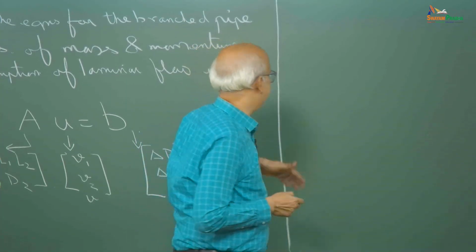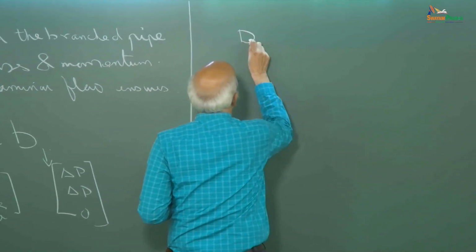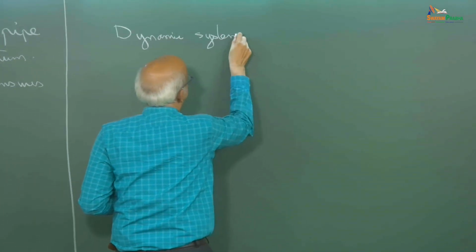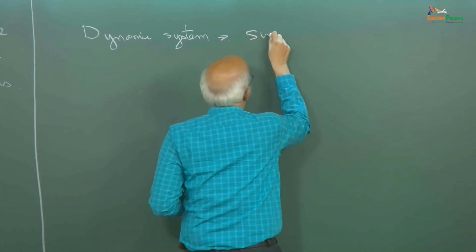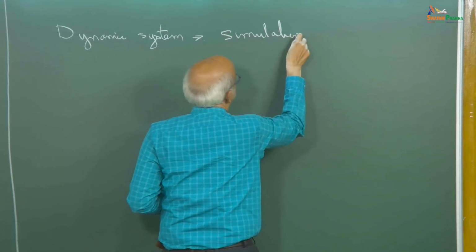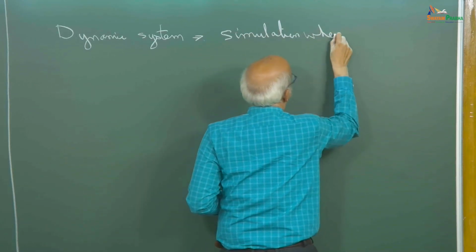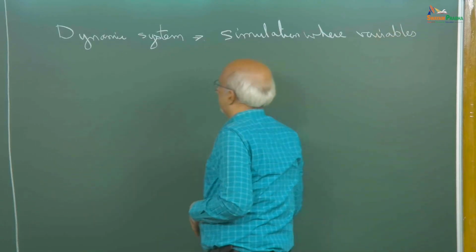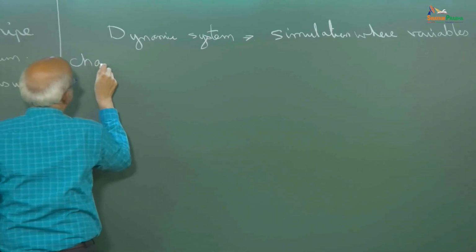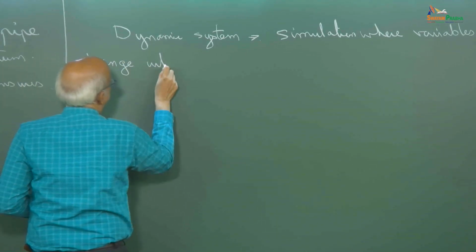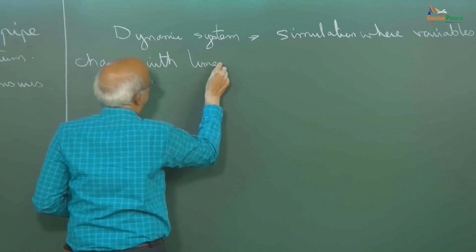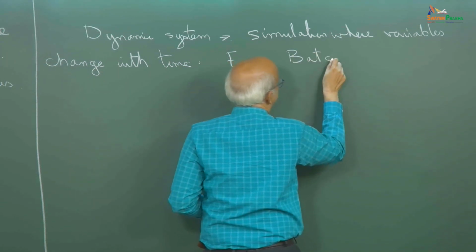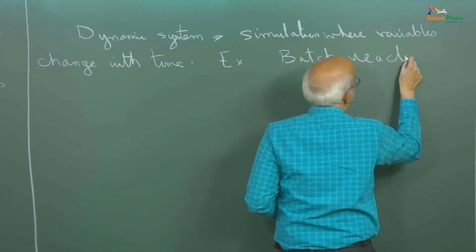So, the next example is of a dynamic system where we are doing a simulation where variables change with time. An example is a batch reactor.